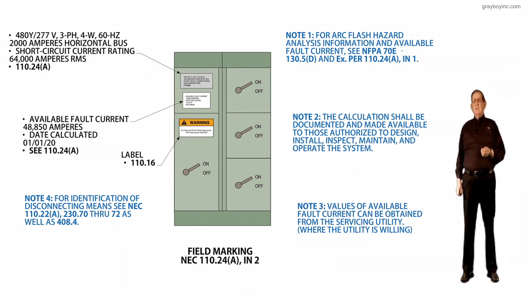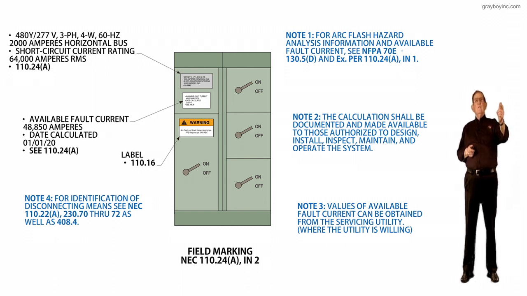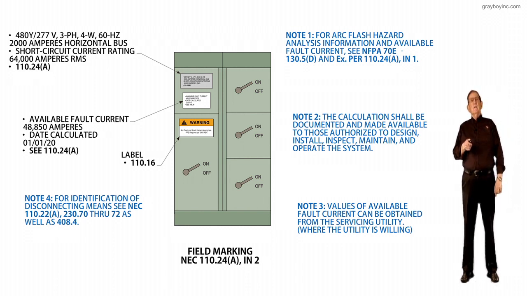So many times what this purpose of change is saying, we go to the utility to get the available short circuit at their point of delivery. Now, for example, I would like first to talk to you about the information at the top left side of the electrical equipment. And notice what it says in the first bullet: 480/277 volt, 3-phase, 4-wire, 60 hertz, 2,000 amps horizontal bus.